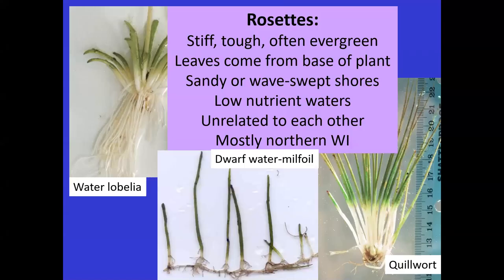Next, these are the rosettes that I said are also commonly known as isoetids. These guys are stiff and tough and often evergreen. The leaves come from the base of the plant. You're usually going to find them on sandy or wave-swept shores, usually in low nutrient waters, but if the water is fairly nutrient rich, it will be sandy or wave-swept. Generally, they're unrelated to each other, and mostly they're in northern Wisconsin, or they're especially common in northern Wisconsin, I guess I should say.